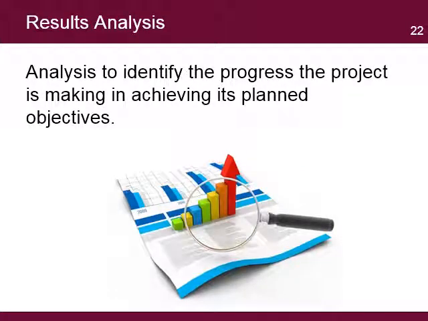Results analysis. Here, the use of the baseline helps identify the progress the project is making in achieving its planned objectives. The analysis will look at variances between what was planned and the actual performance. The analysis will also include any unexpected results that may occur from the project interventions. Results from this analysis can help improve the project's monitoring and evaluation processes.